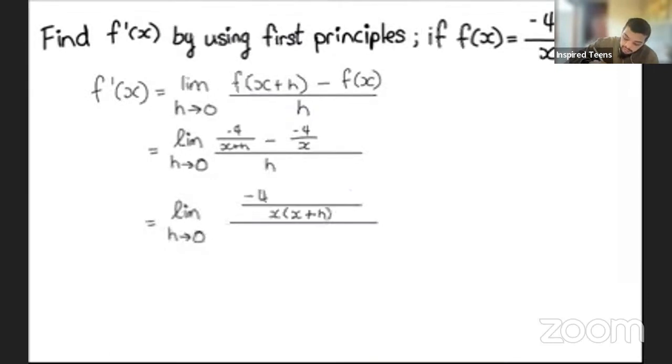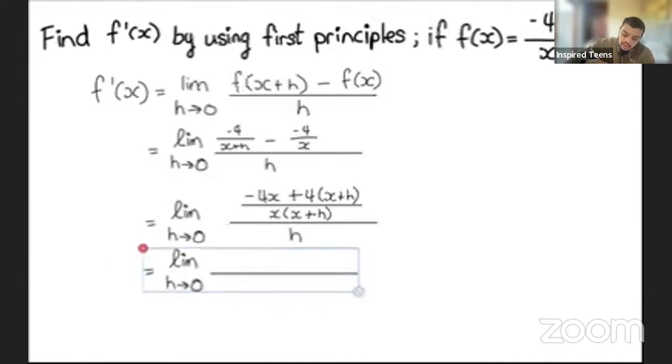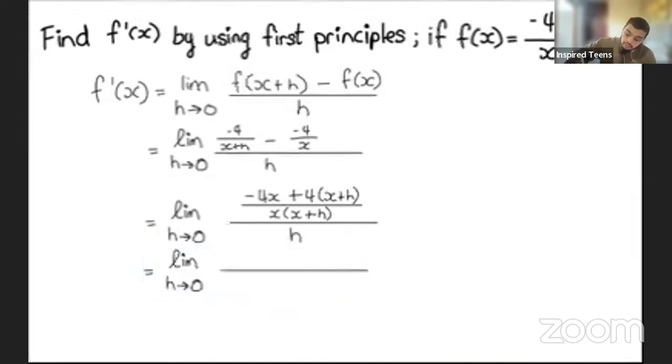So this is going to become negative 4x. Okay, and it's minus minus, so it becomes plus 4 into x plus h, all divided by h. So now I can tip in times. Again, at each and every step, I have to write lim. So this becomes negative 4x plus, I'm going to simplify this, 4x plus 4h divided by x into x plus h. This denominator we don't have to open up because essentially we're going to have the same thing.